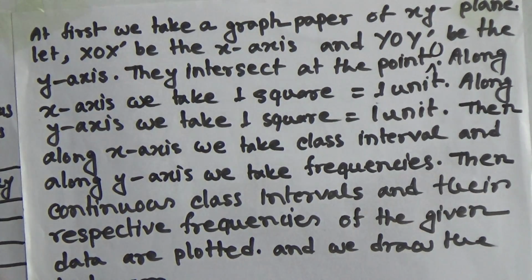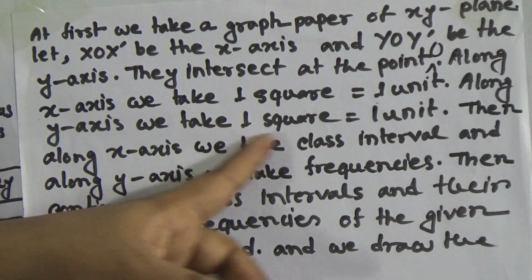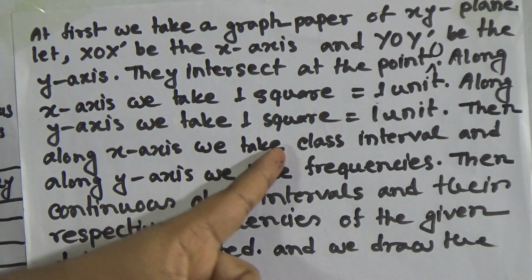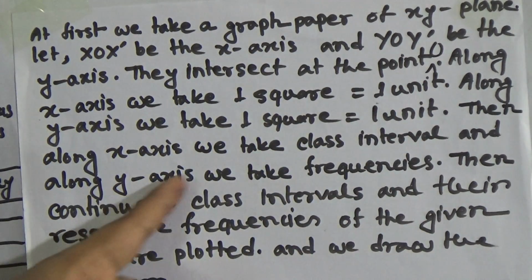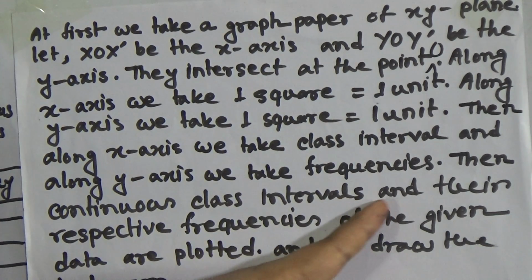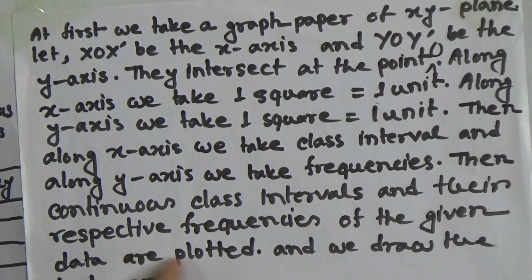Along the x axis we take 1 square equal to 1 unit, and along the y axis we take 1 square equal to 1 unit. Then along the x axis we take the class interval, and along the y axis we take frequencies. Then the continuous class intervals and their respective frequencies of the given data are plotted, and we draw the histogram. The following histogram is drawn below.